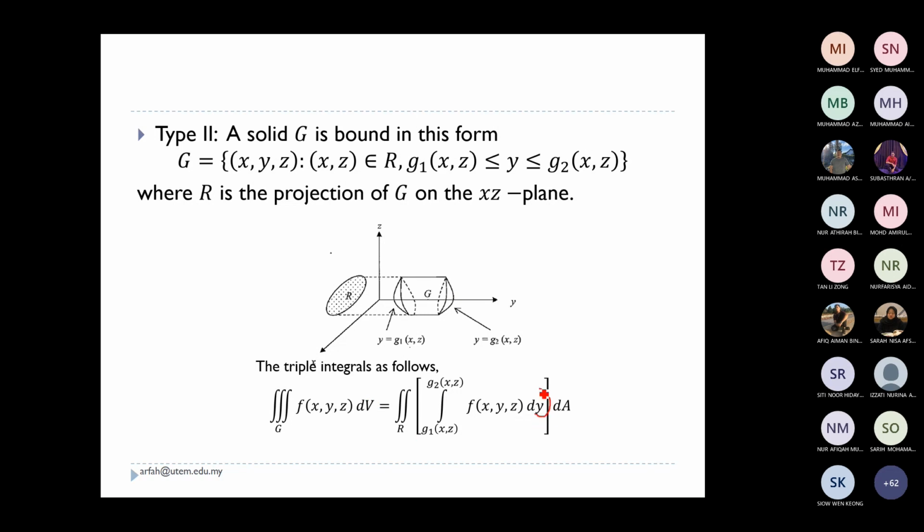So you do the integration with respect to dy first and then follow by dx dz or dz dx, depending on the base. Either awak gerakkan bawah ke atas and then to the left, from kiri ke kanan, or you move it from left to right first followed by from the bottom to the top. So you can determine either it will be dx dz or dz dx, from the theory that you have learned in the double integral.